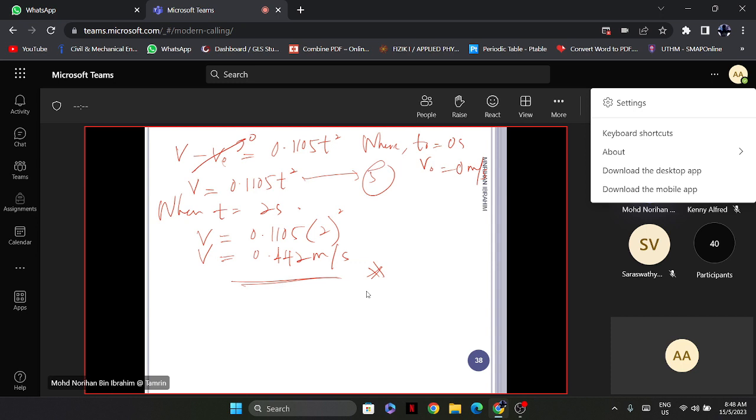Let's say they ask you to find out what is the distance when t is equal to 2 seconds. This one is considered as an additional question. What is the distance traveled when t is equal to 2 seconds? Or find the distance s when t is equal to 2 seconds. So what you need to do is, we have the equation for v as a function of t, right?